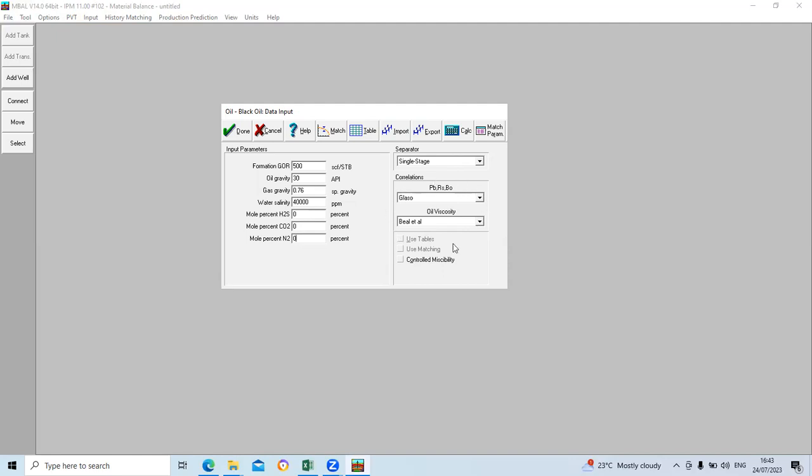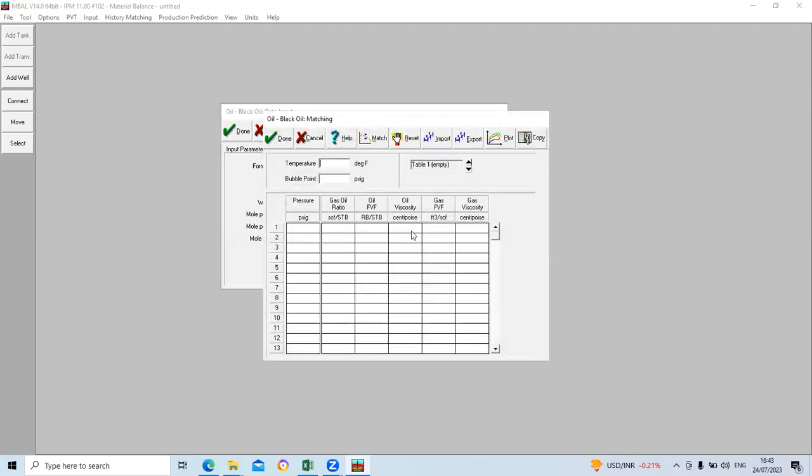The same thing we did with Prosper. To correlate for Pb, Rs and Bo, we use the Glaso, and to predict for oil viscosity, we have the Beal. But what we can also do is to do a matching, like what we did in Prosper. We have our matching, so we'll come to match. They have now asked us to input our table here.